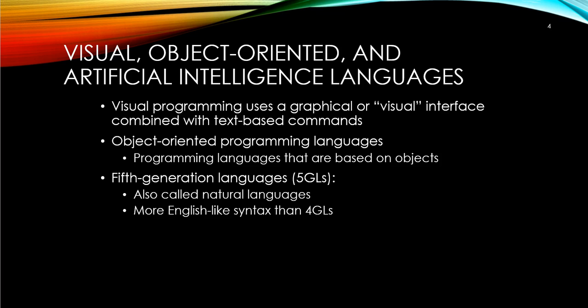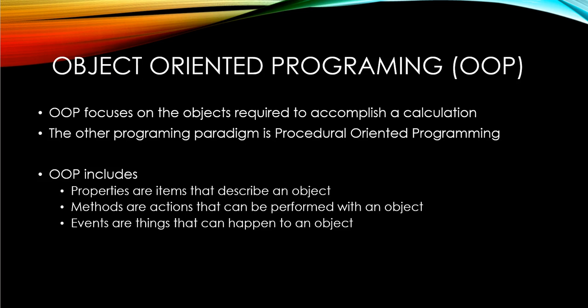And then you have kind of this higher level of kind of fifth generation, which would be machine learning, artificial intelligence languages. The most human-like interaction that we can get with a computer, that's really what artificial intelligence is all about. So by far the most popular currently is the object-oriented programming language.